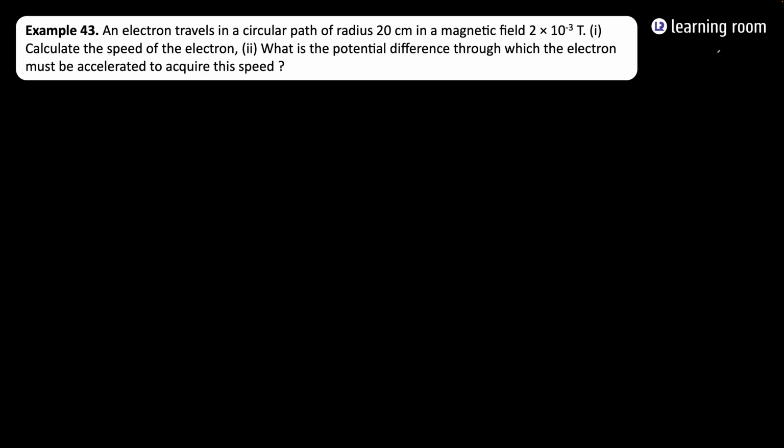So what is the answer? An electron travels in a circular path of radius 20 centimeter in a magnetic field of 2 into 10 power minus 3 Tesla. Calculate the speed of the electron. So R is equal to mv divided by qB. What is the mass of an electron? 9.1 into 10 power minus 31 kilogram. What is the speed? That is what you need to calculate. What is the charge of an electron? 1.6 into 10 power minus 19 coulomb. So radius is 20 centimeter, 20 into 10 power minus 2. Convert everything. Tell me what is the answer.